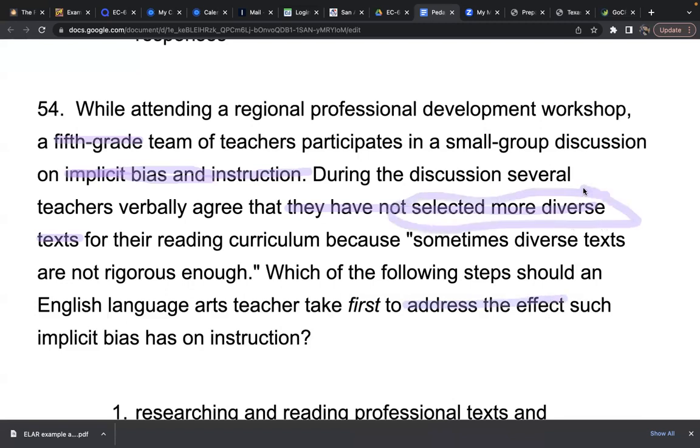Okay. So the goal here, if I'm reading it correctly, is to address the effect, which is not having diverse texts. The implied bias is that it's not rigorous enough. That's the implied bias. And the effect of that implied bias is that they're not selecting these diverse writers. How do we address it? That's the goal. That's what needs to happen in the correct answer choice. A way to address the implicit bias or the effect that it has on instruction, which is not having diverse text. So let's take a look at our answer choices.